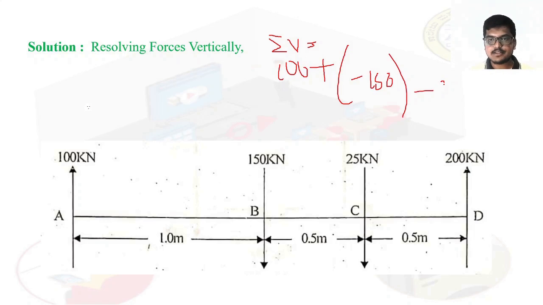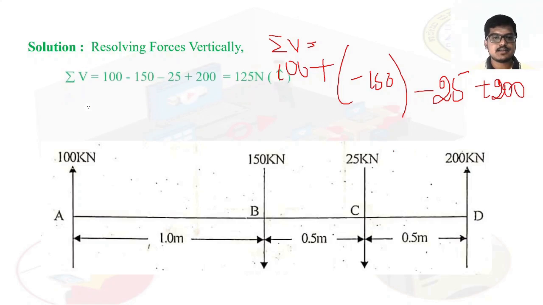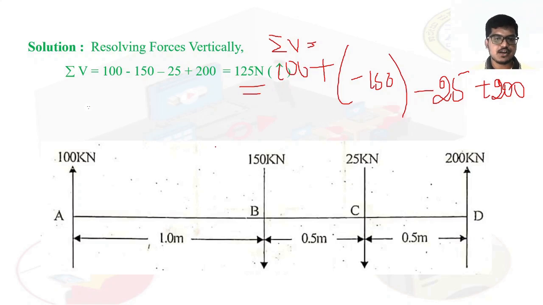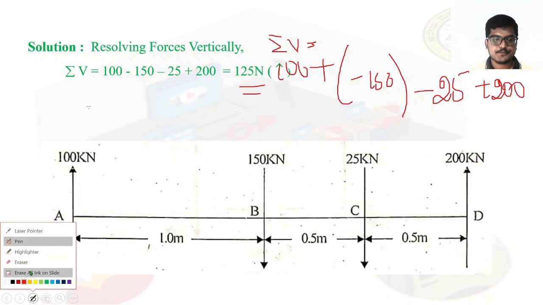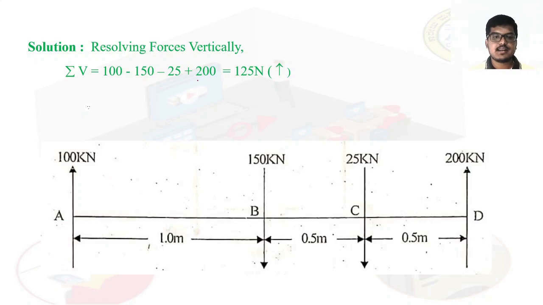Then minus 25, then plus 200. Then add them. You will get sigma V equal to 125 Newton, which is a positive value, meaning sigma V is positive. Next, resolving all the forces, sigma H is equal to 0, because no horizontal forces can be seen at points A, B, C, D.